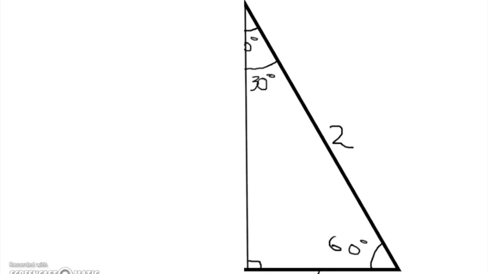Now we can figure out the length of the remaining side using the Pythagorean theorem. The Pythagorean theorem tells us that a squared plus b squared equals c squared. In this case, b is the length of this side right here. The Pythagorean theorem tells us that 1 squared plus b squared equals 2 squared. Now let's solve for b.